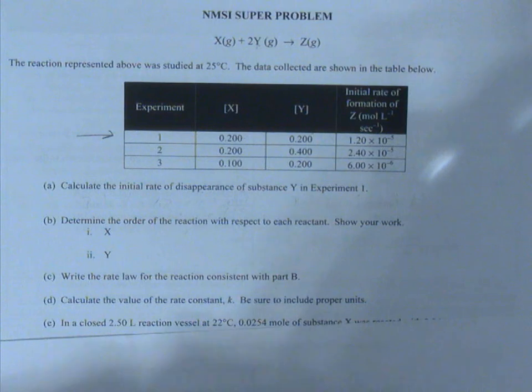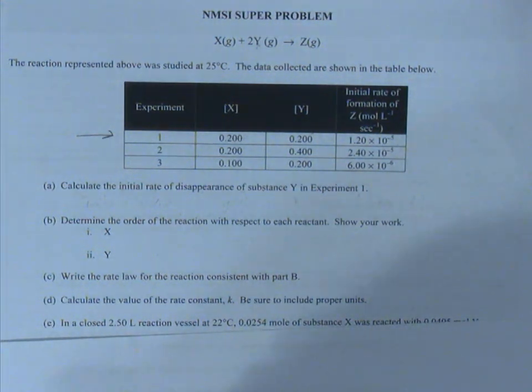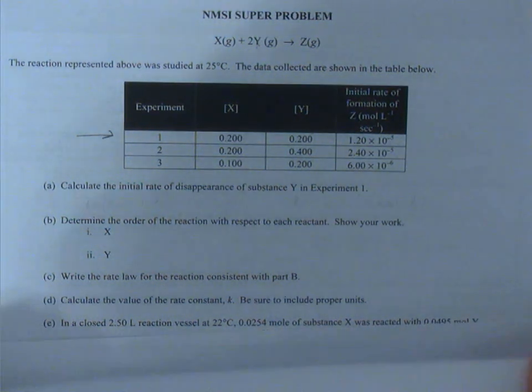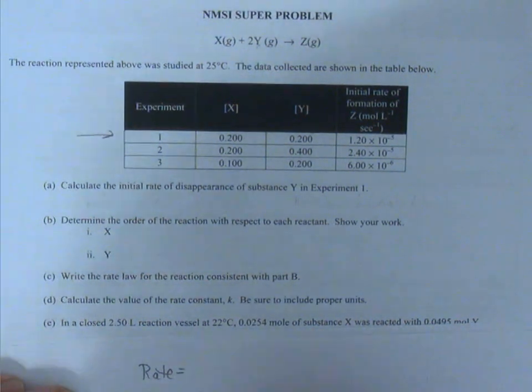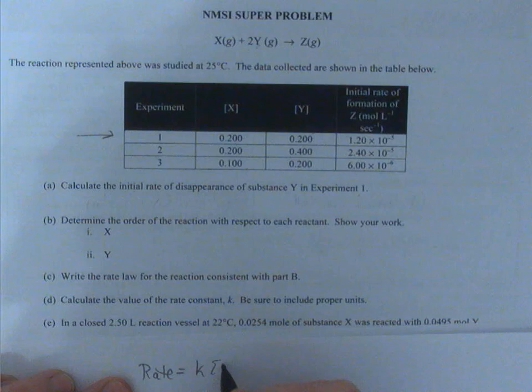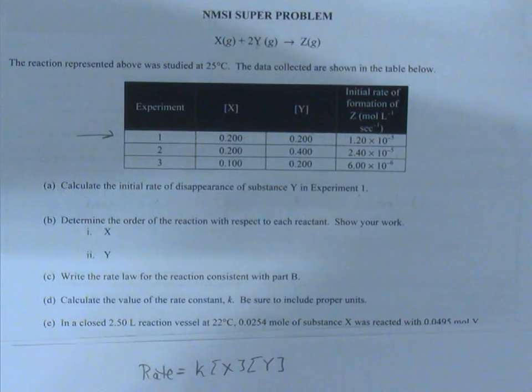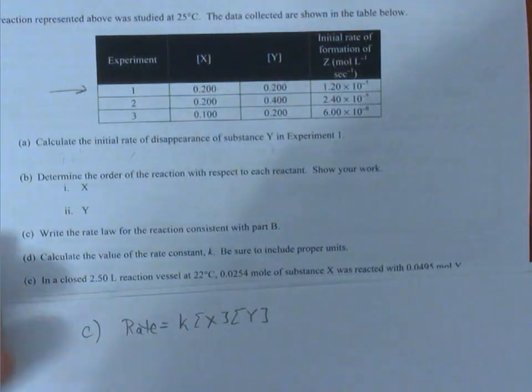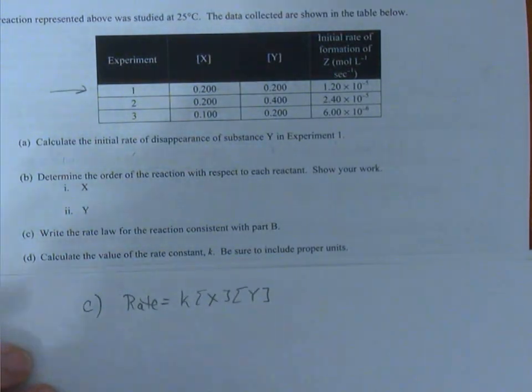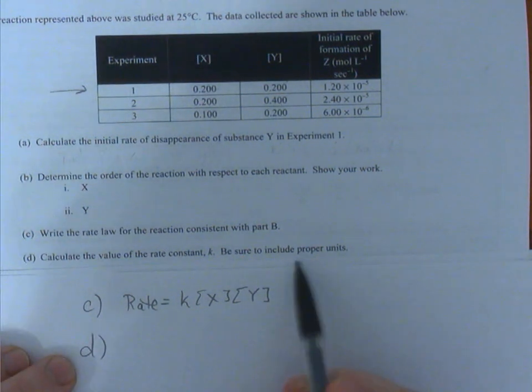All right, we're asked next to write the rate law. So, nice and easy. You just plug in the powers, if you will, that you found. So that would be the answer for C. Calculate the value of the rate constant. They're a stickler for units.